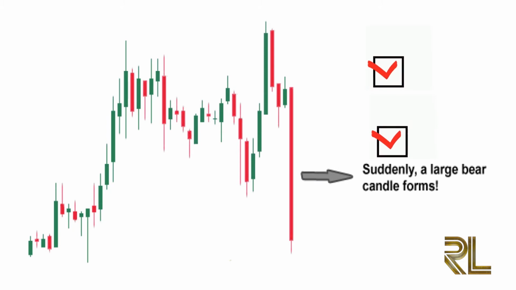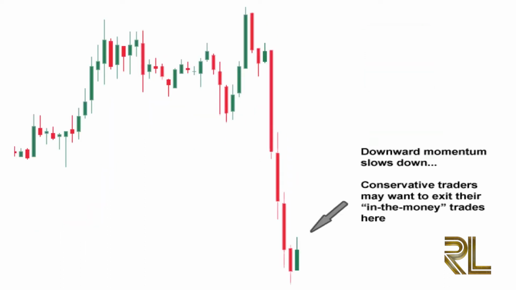Now, we see a huge bear candle. Strong bearish momentum? Yes. Close below the anchor candle? Yes. This indicates a good sell signal. Let's see what happens next. If we took the sell trade, we would be in profit now. But we should be careful because the downward momentum is slowing down.